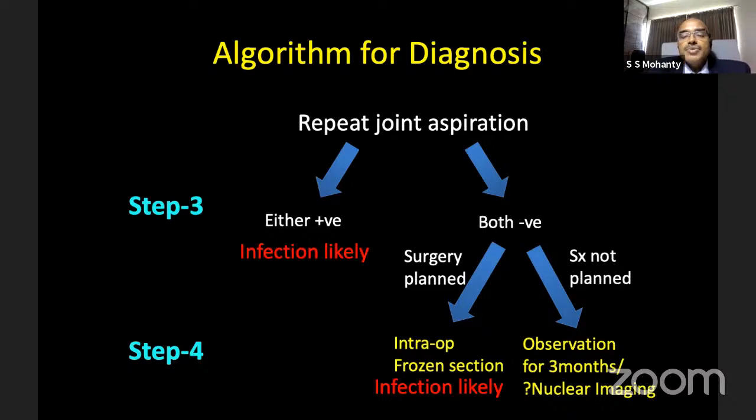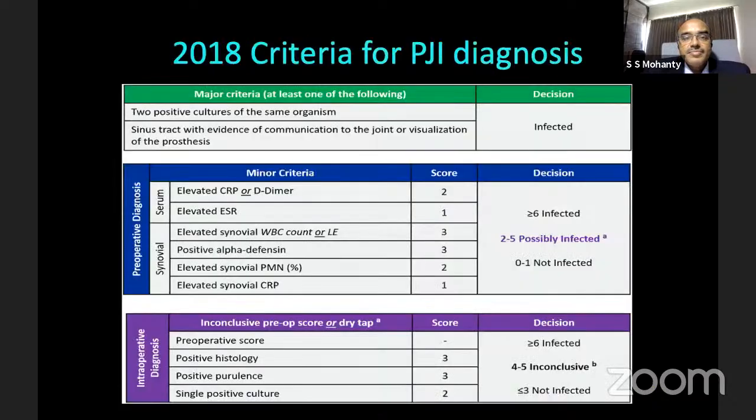But the dilemma remains when the implant looks well fixed and you have not planned for surgery. Then the patient should be off any antibiotics for about 3 months and kept under observation, and then you repeat the whole algorithm after 3 months. The role of nuclear imaging is very, very limited, but still some surgeons in India do nuclear imaging like PET scan or indium-labeled bone scan. But its role is very limited in the diagnosis of infection.